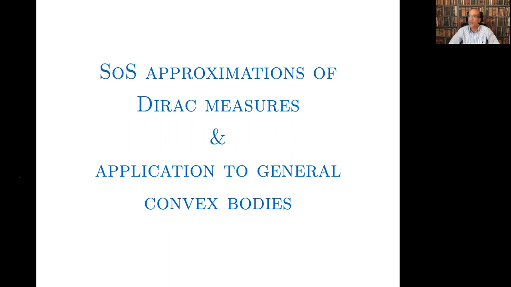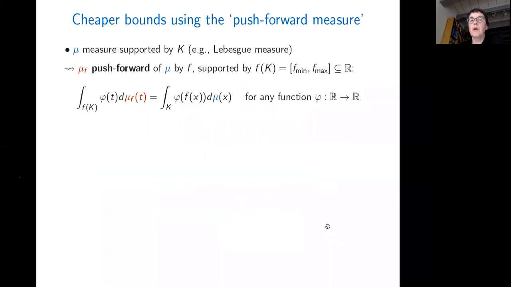Okay, let's go. So in order to deal with general convex bodies, we have to take the other approach, which is to go back to the idea that we want to approximate the Dirac measure by a sum of square density function.